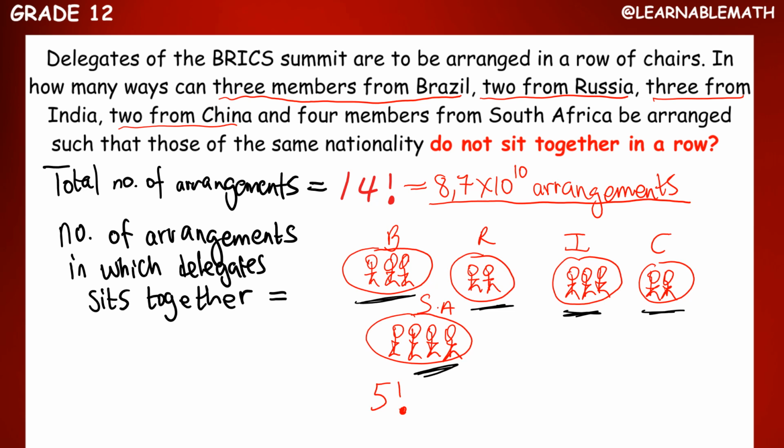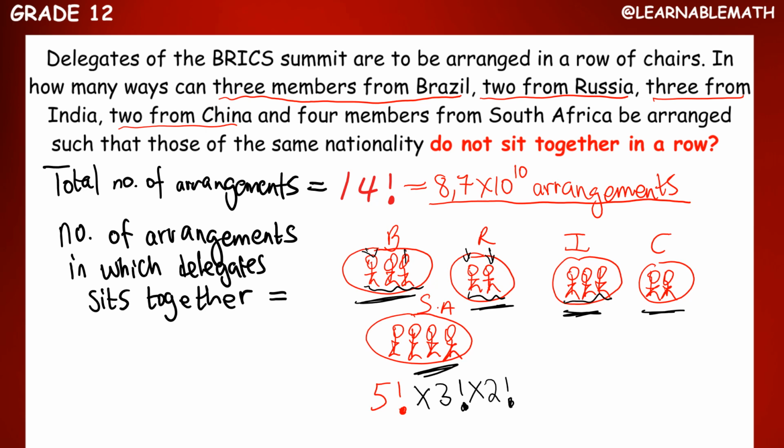inside each unit, these people can sit in any order, right? So they can shuffle. Someone who's sitting here can also come and sit at the first position there, like that. So inside each unit, inside the Brazil unit, we have 3 people. They can also be arranged in what? 3 factorial ways. Inside the Russia unit, they can also shift. I can start with this one followed by this, or I can swap. So they can also be arranged in 2 factorial ways.